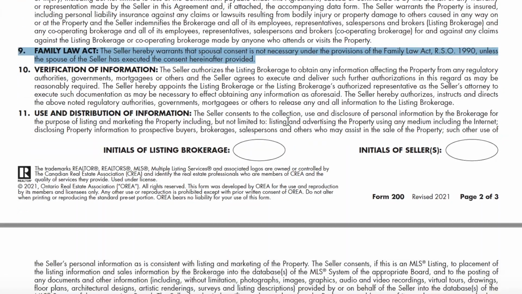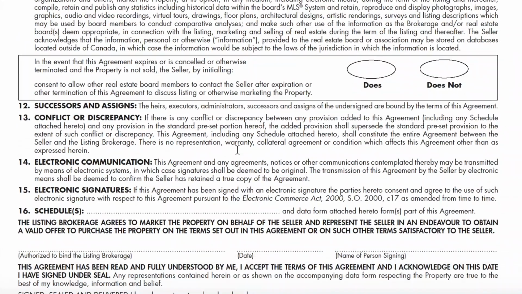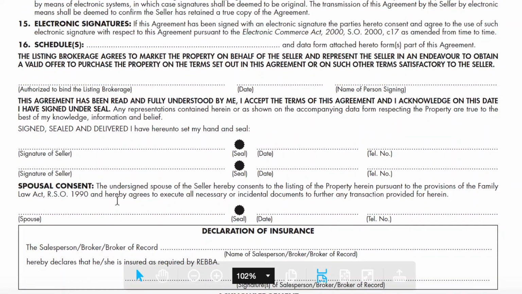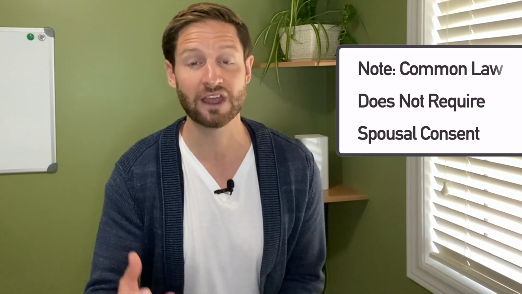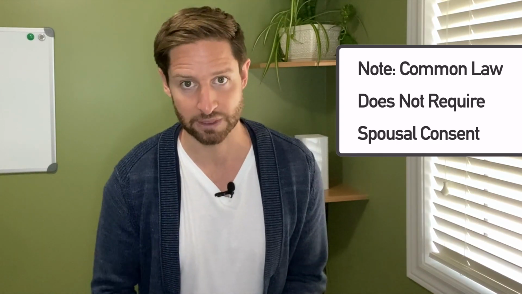Is there a non-title owner? For example, if Callum Moore is on title but Elizabeth Moore is not on title, the salesperson should ask themselves, are they spouses of one another? If so, spousal consent will be needed by the non-titled spouse for the listing of the matrimonial home. If needed, it will be signed towards the bottom of this contract below clause 16. Quick note, common law, however, in Ontario, under the Family Act, does not require spousal consent.